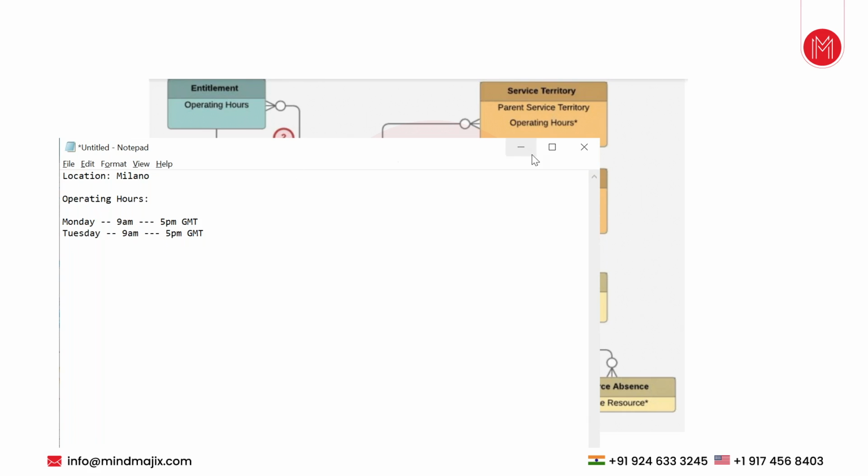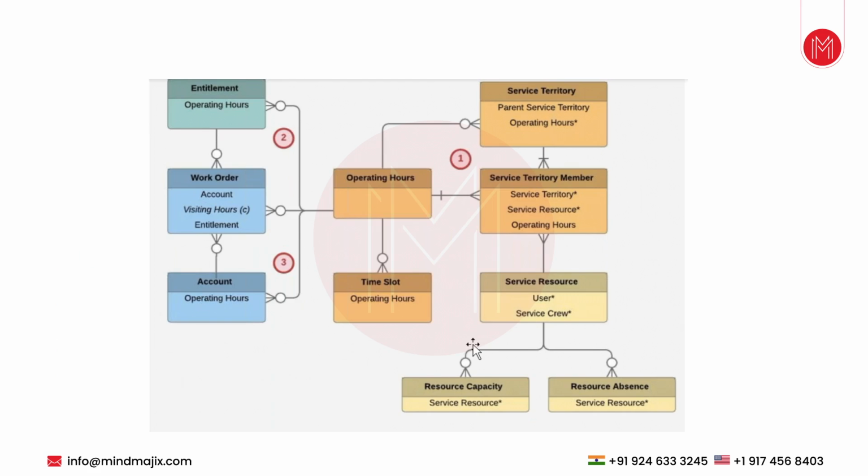Once I have created the operating hours, operating hours is a main object in FSL which links with multiple objects. Under the operating hours, I will associate the service territory. A territory is a kind of location. Under, let's take Milano, I have one territory, let's take territory A. I'll go with the general use case. Under territory A, I will be assigning different members.